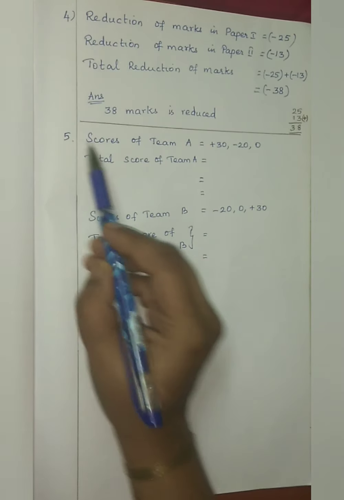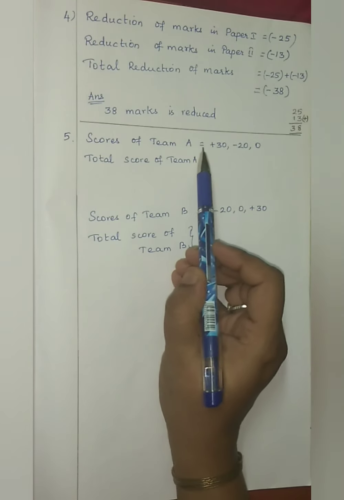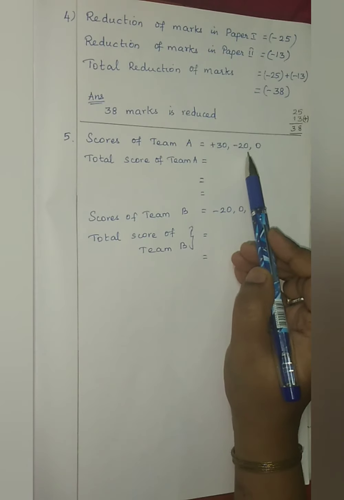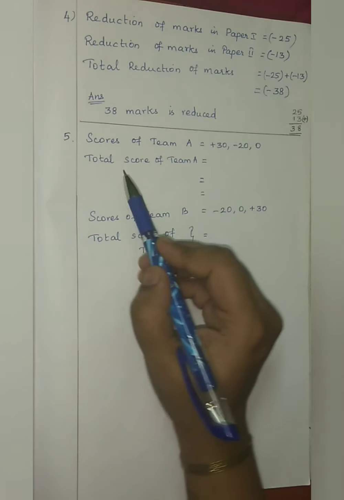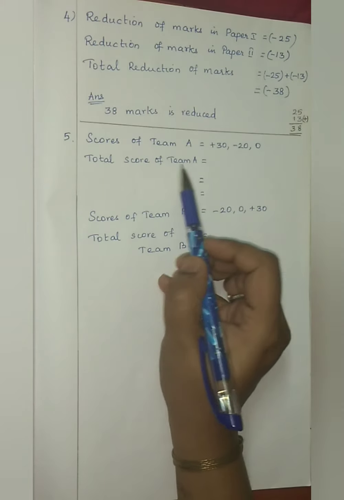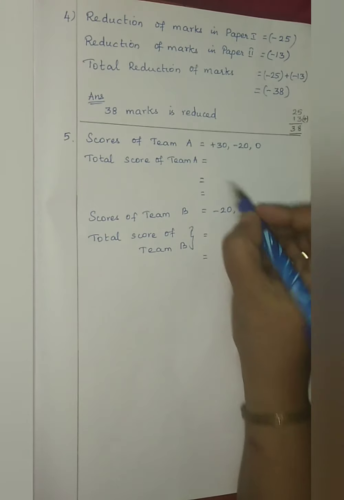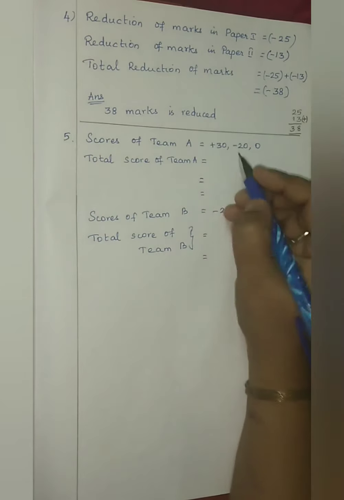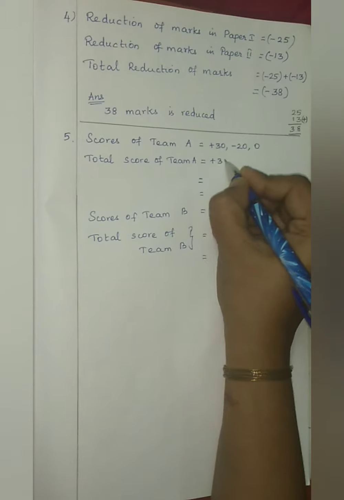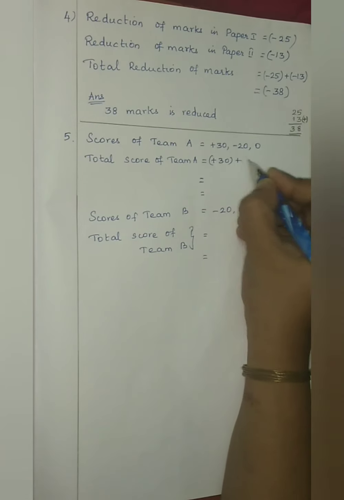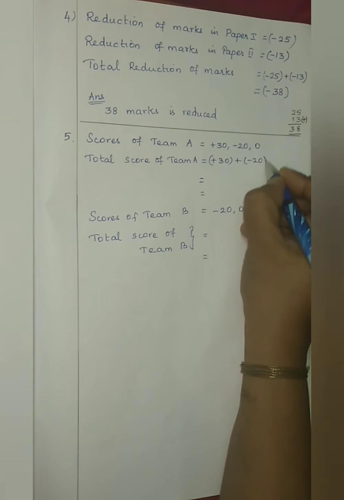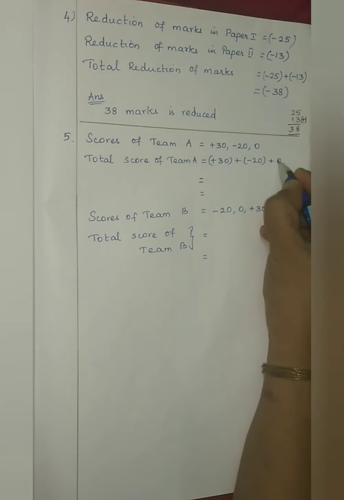Solution for the fifth problem. Scores of Team A is equal to plus 30, minus 20 and 0. So now we are going to find the total score of Team A. To find the total score, we have to add all these scores. Plus 30 plus minus 20 plus 0.